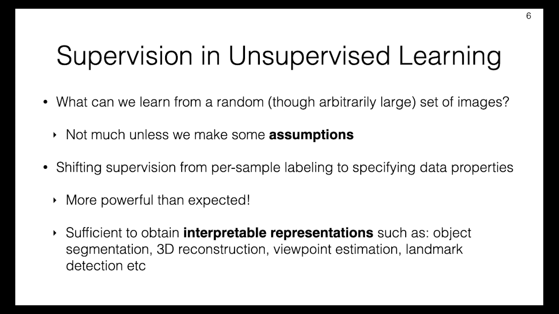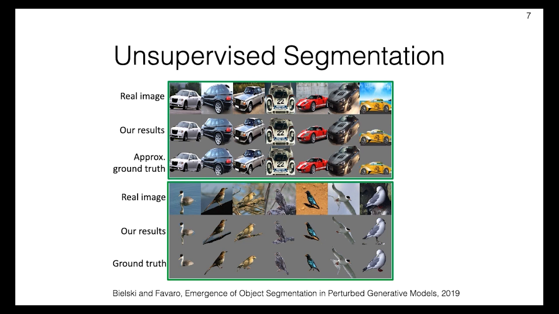There are also other recent works in literature that show similar achievements. A first example is a recent work with my student Adam Bielski, where we learned to segment objects in an unsupervised way. The key idea is to build a generative model that learns to generate foreground, background, and mask layers, which then are composed to yield the final image.